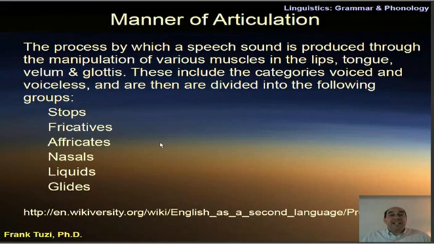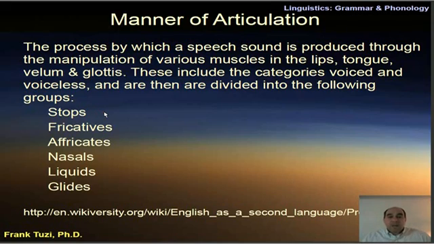In addition to the articulation point, there's also the manner of articulation, or the way in which the articulation is accomplished, the way in which the airflow changes. Let's read the example here. The process by which a speech sound is produced through the manipulation of various muscles in the lips, tongue, etc. These include the categories voiced and voiceless, and they are divided into the following groups. We have a stop, or as you saw in the last video, a plosive, where the air literally stops, like your P and your B. We're stopping the air and then we're letting it go.